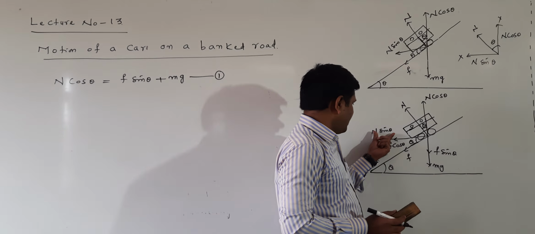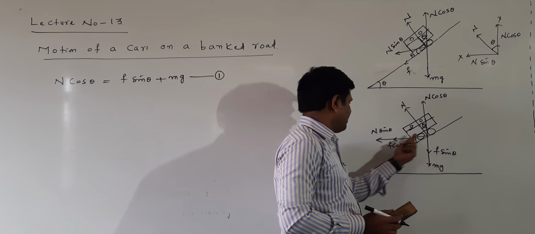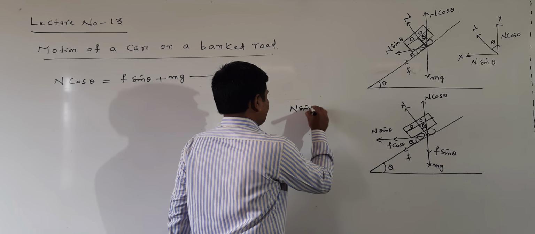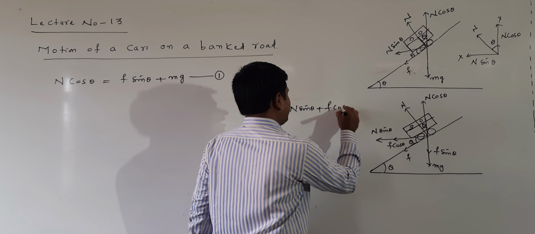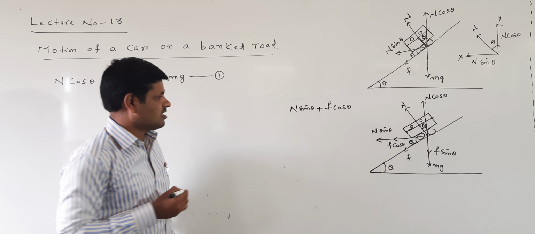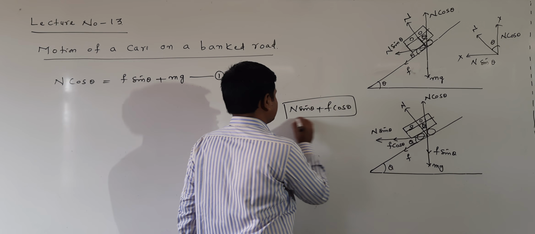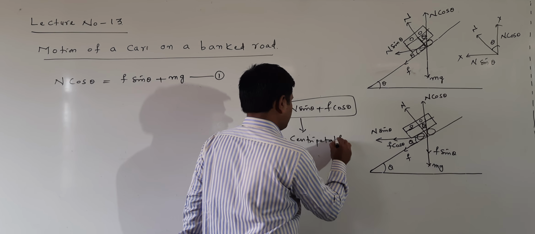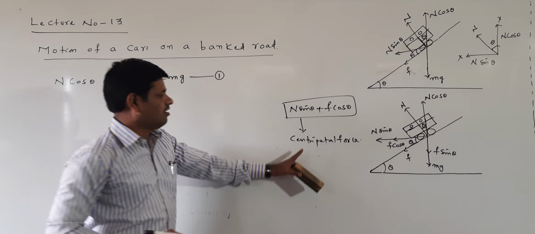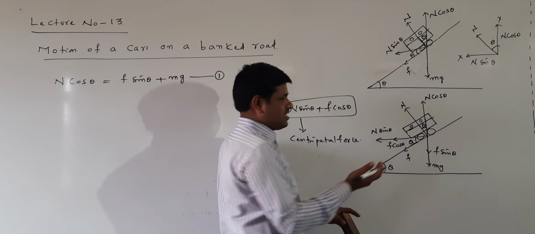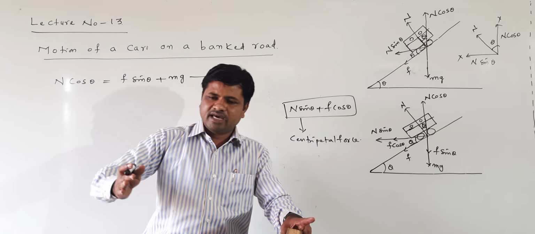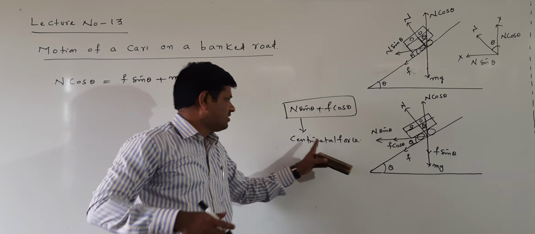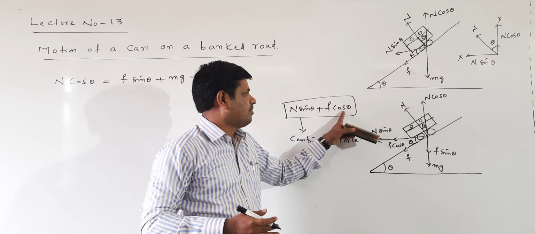Now this is n sin theta, f cos theta, both acting in this direction. Both are acting in the same direction, which means the total sum of these two forces gives a centripetal force towards the center of the road. This is a curved road. This is the upper end. This is the lower end. Towards the center of the road, the forces acting here are n sin theta plus f cos theta.